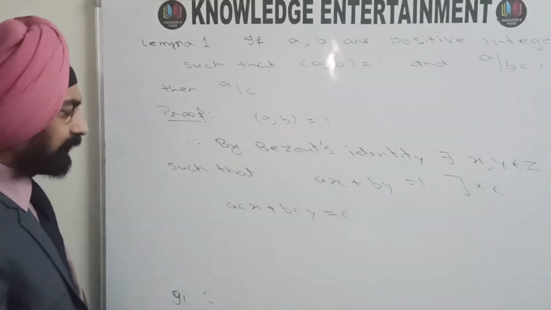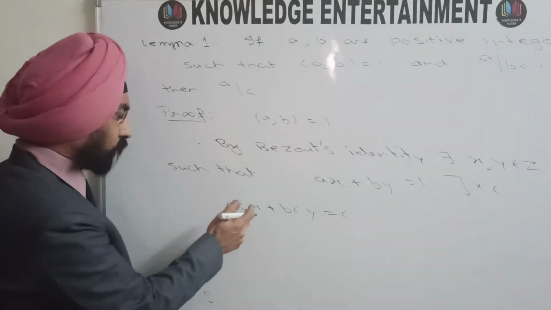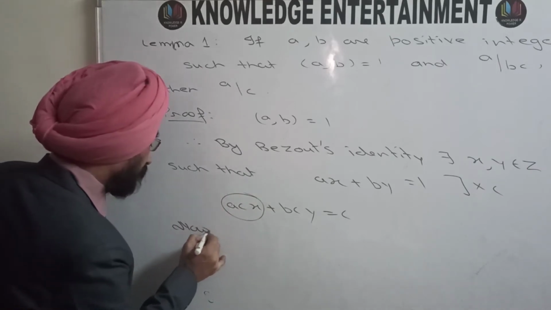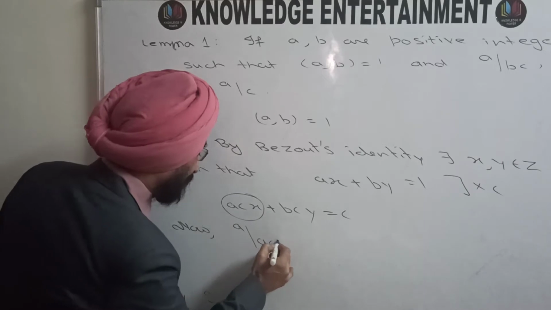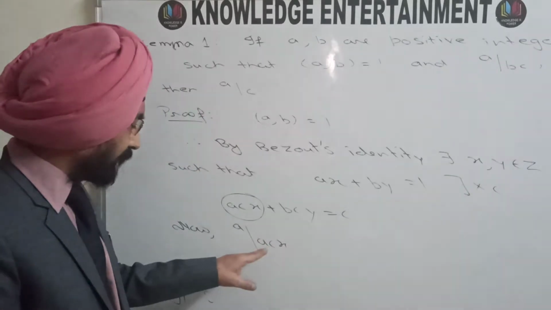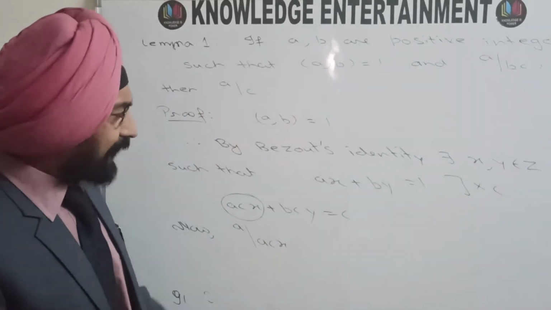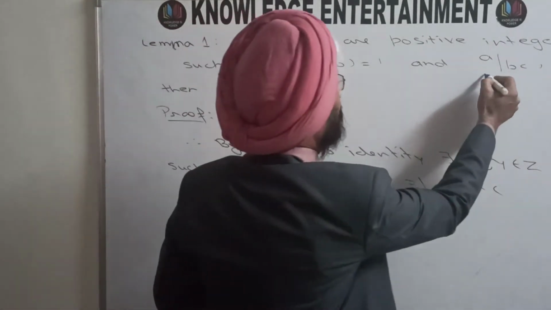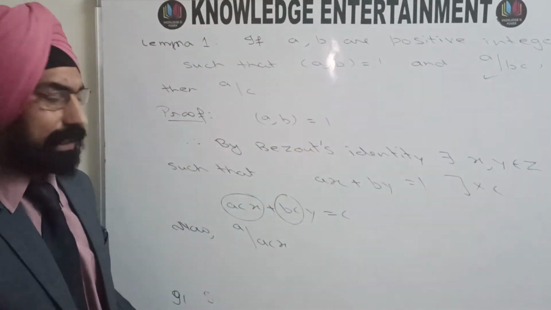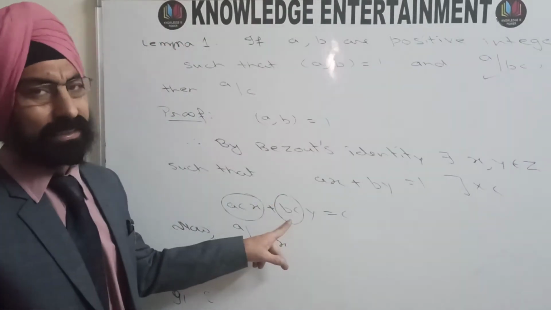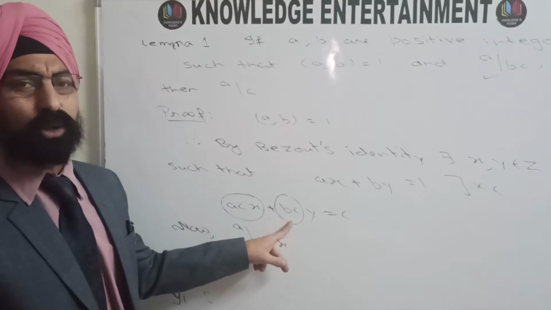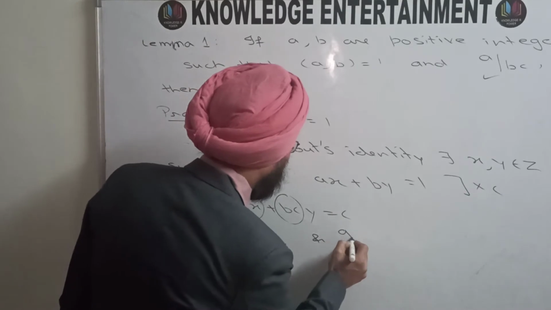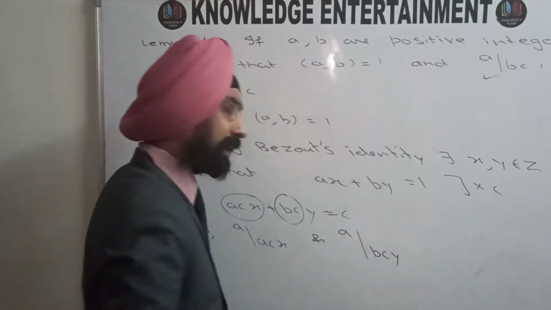Now concentrate on the left side. One thing is clear, that A is a factor here, so A divides ACx. It is very much clear because A is a factor in ACx. And A divides BC. Why? Because we are given that A divides BC. And if A divides BC, then definitely A divides every multiple of BC. So A divides BCy also.